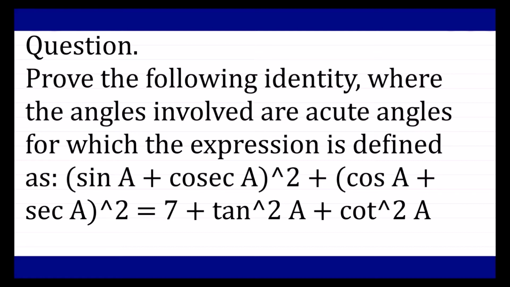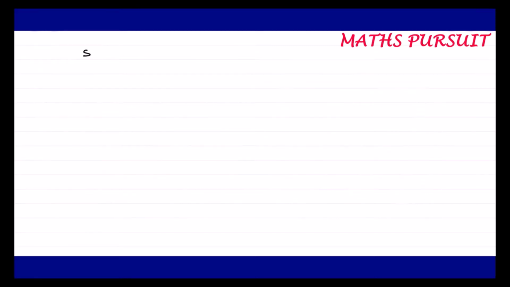So let us see. The given question is: (sin A + cosec A) to the power 2 plus (cos A + sec A) to the power 2 is equal to 7 plus tan square A plus cot square A.